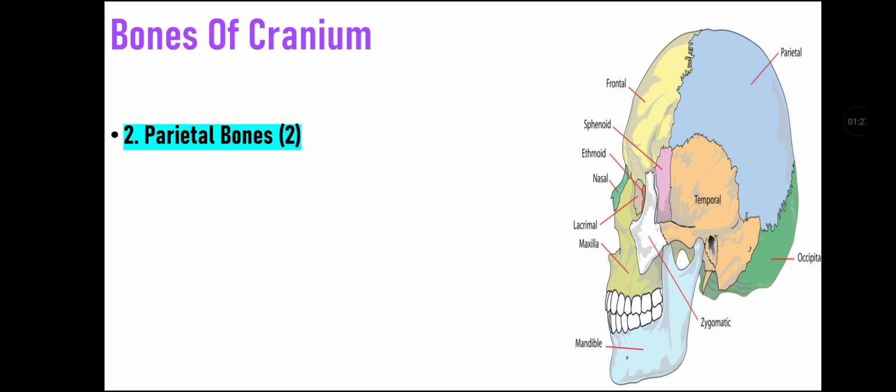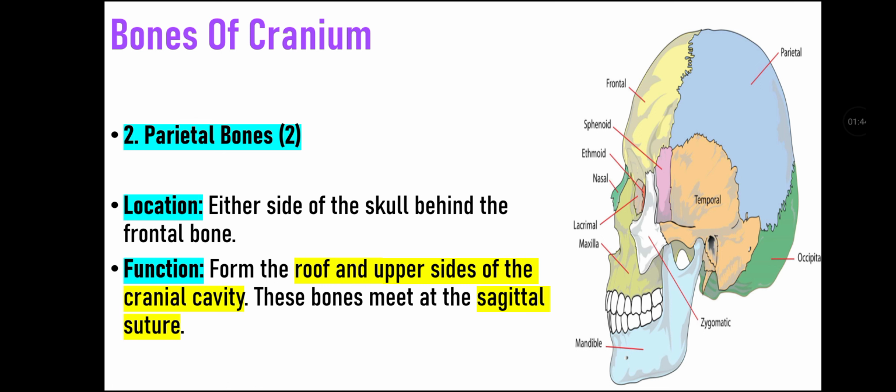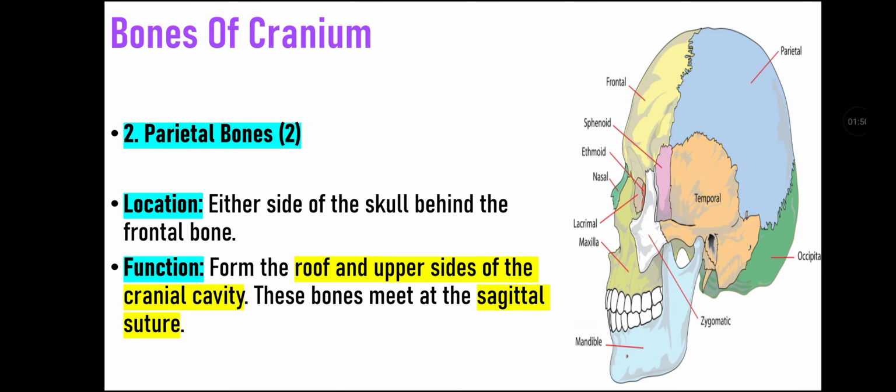Next cranial bone we have is a parietal bone, that is a paired bone. That means there will be two parietal bones in every skull. As you can see here in the diagram, the blue color bone occupying the most part of the cranium is the parietal bone. It is located at either side of skull behind the frontal bone, as you can see here, and its function is to form the roof and upper sides of cranial cavity. These bones meet at the sagittal suture.